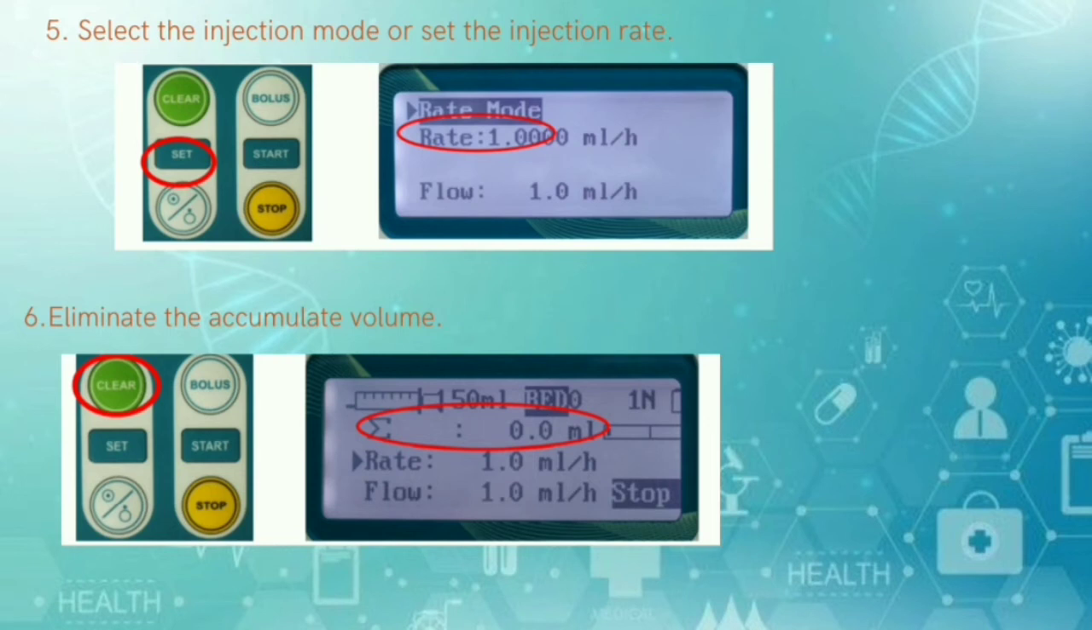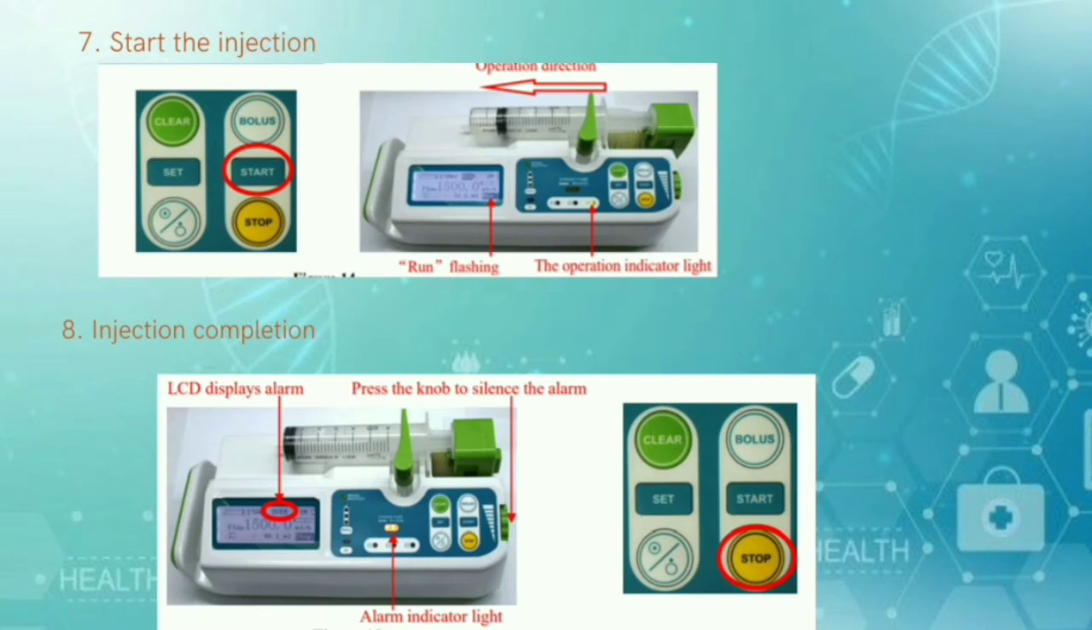Next step is eliminate the accumulate volume. We can press clear to get 0 accumulate volume and then it begins a new calculation. Step 7 is start the injection. By pressing start key, we can start the injection.